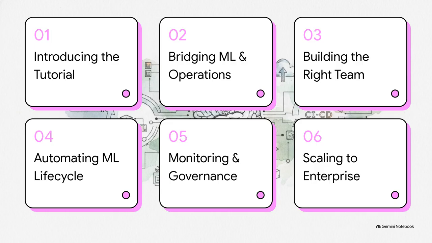So here's our roadmap for this explainer. First, introducing the MLOps tutorial. Second, bridging ML and operations. Third, building the right team. Fourth, automating the ML lifecycle. Fifth, monitoring and governance. And finally, scaling to the enterprise.